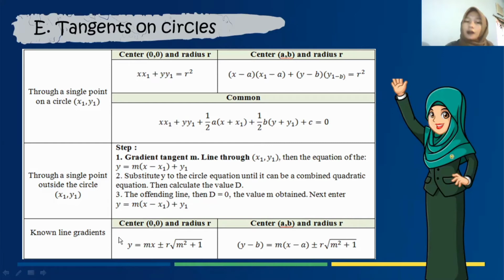Known line gradients. For the center of 0, 0 and radius r, we can know that y equals mx plus or minus r times root of m squared plus 1, and for center a, b and radius r, the bracket of y minus b equals m times the bracket of x minus a plus or minus r times root of m squared plus 1.